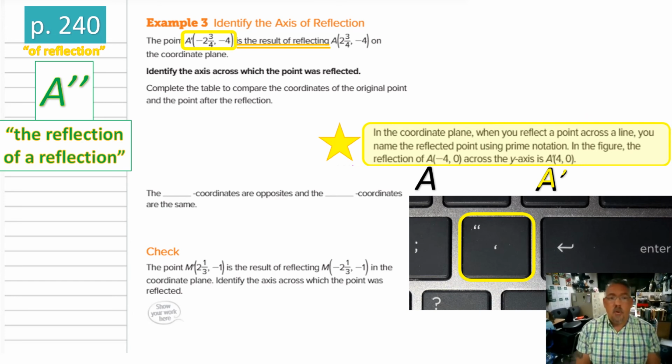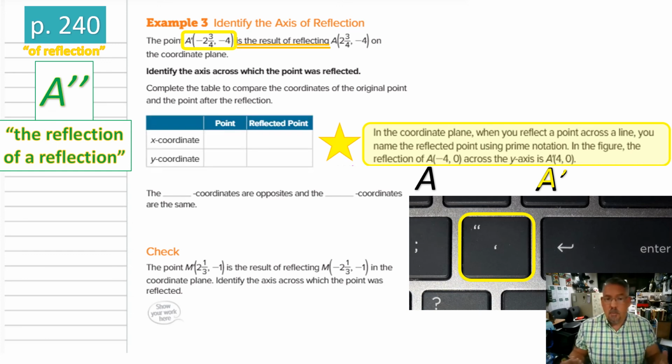But in this example, it's saying that this is the result of, right? So the reflection is a result of reflecting point A. Which axes did we cross? Did we cross the x-axis or did we cross the y-axis? These should be pretty easy, I hope. But if you get confused on it, you can use the table, all right? All the table is saying is, if I put which points that I have.